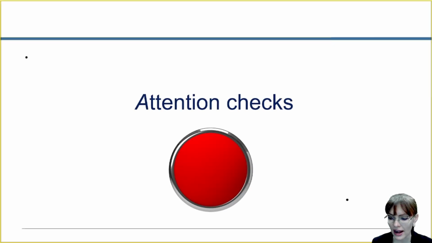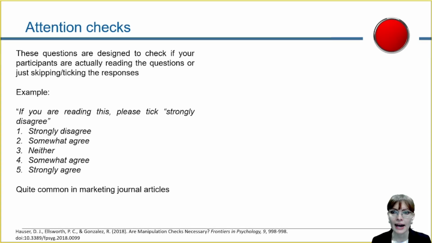Let's have a look now at the attention checks. As the name suggests, the purpose of the attention check is to check if they paid attention to, for example, the questions they are reading, that they paid attention as they were completing your questions. Usually, they represent a question where you ask people to select a particular answer option. For example, here I have, please tick strongly disagree if you're reading this question. And if they select another answer option, obviously you need to discard those people because they did not pay attention.